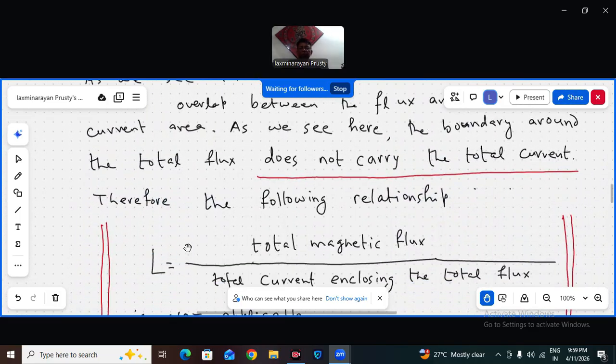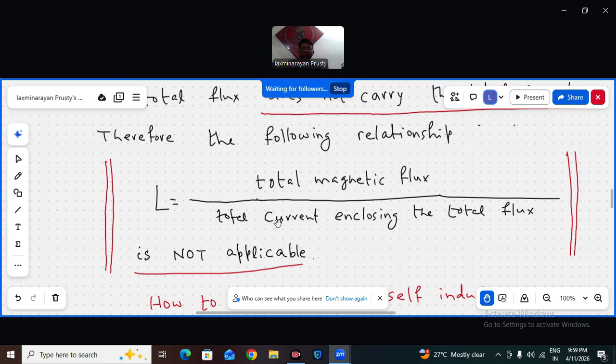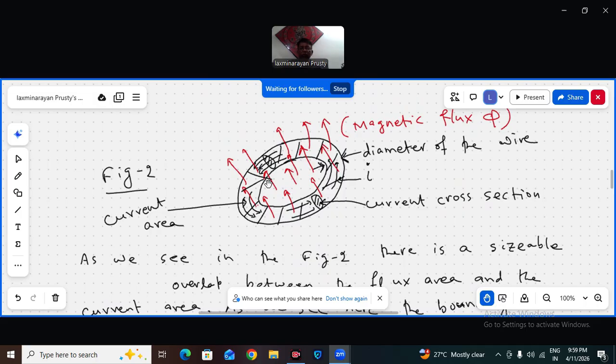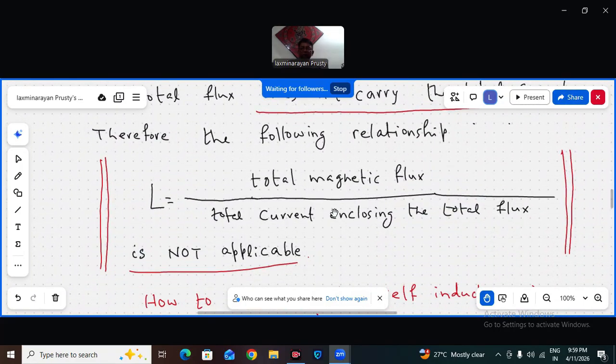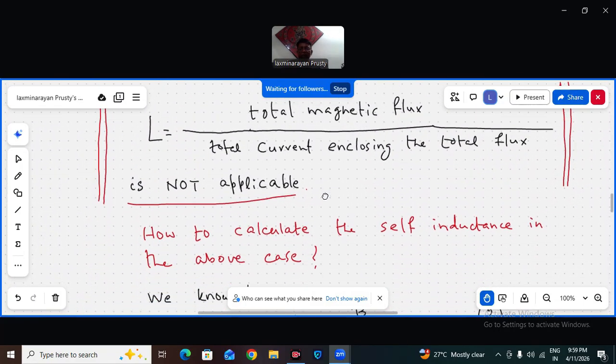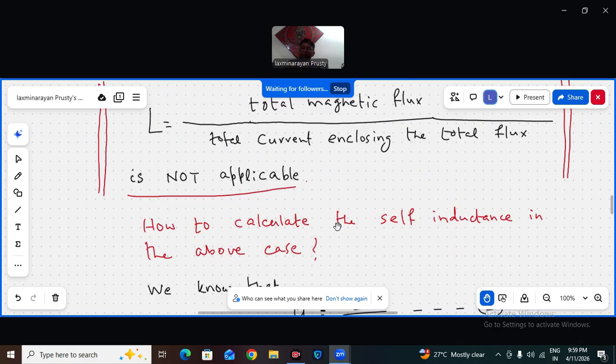So L is equal to total flux divided by total current enclosing the total flux. I cannot apply this, because the total current is enclosing only the inside area flux, not the total flux. So this relationship I cannot apply, it is not applicable. Am I clear?